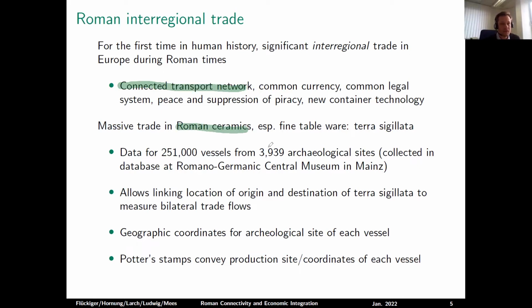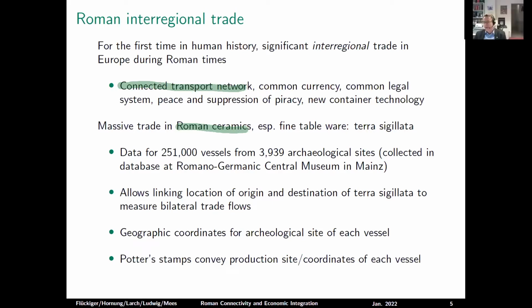So there's massive trade in these ceramics. According to my understanding, it's roughly 10% of the total volume of trade, and it's traded throughout the Roman Empire. So I'm going to give the word to Allard here to talk a bit more about the data that he has at hand. Just to introduce it real quick, we have this huge database at the Romano-Germanic Central Museum in Mainz that he collated, and there's information about 250,000 vessels, which were dug up in about 4,000 archaeological sites. But you know much more about this, and you can tell much better what the data is about.